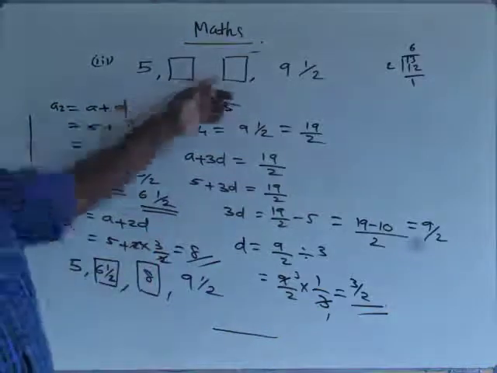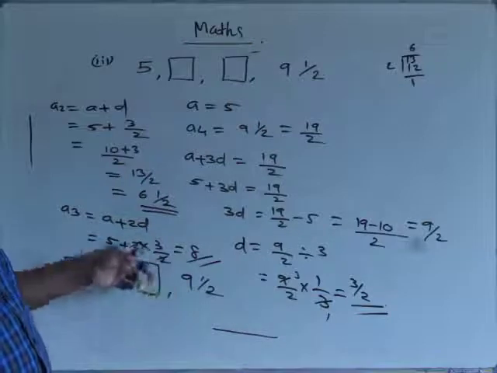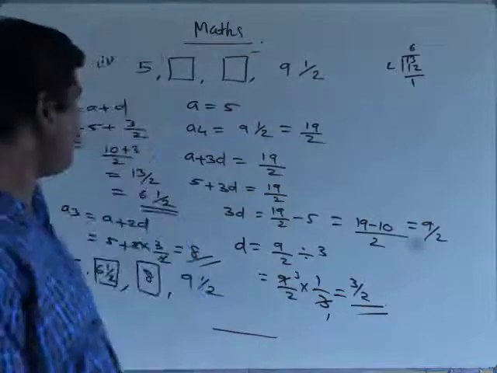Next, a3. The formula is a plus 2d, that is a 5 plus 2 into d, 3 by 2. The 2s cancel, then 5 plus 3, what is that? 8. Clear? Next question, the fourth one.